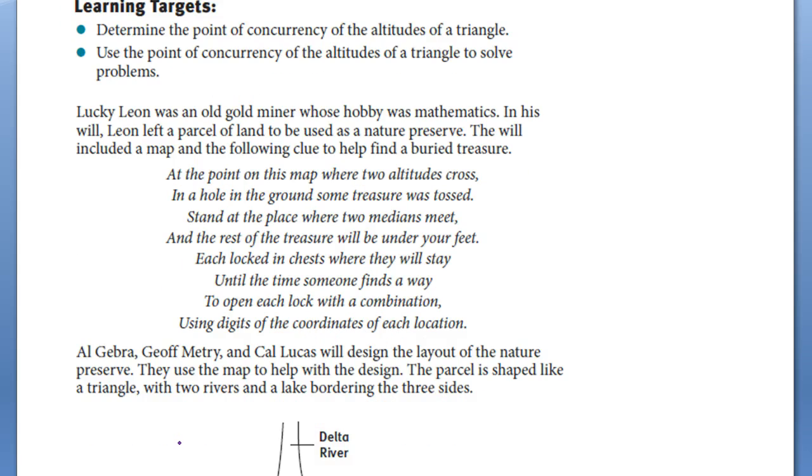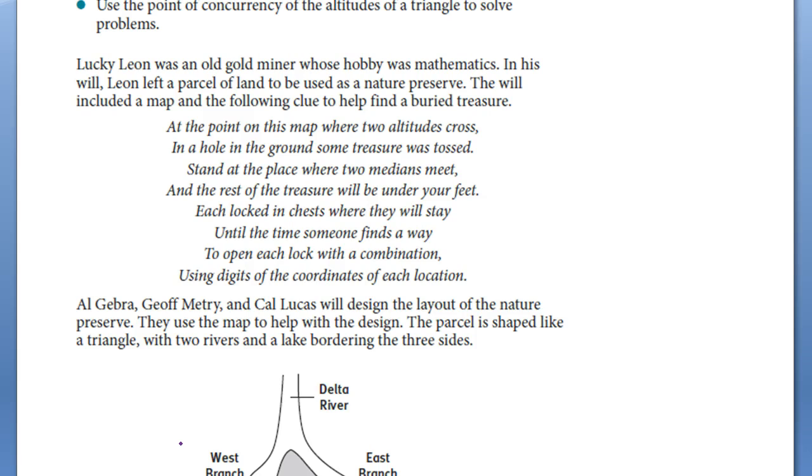Activity 14 has this little story written in a poem form. Lucky Leon was an old gold miner whose hobby was mathematics. In his will, Leon left a parcel of land to be used as a nature preserve. The will included a map and the following clue to help find a buried treasure. At the point on this map where two altitudes cross, in a hole in the ground, some treasure was tossed.